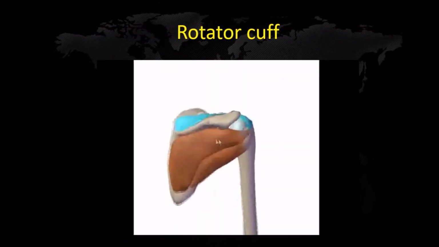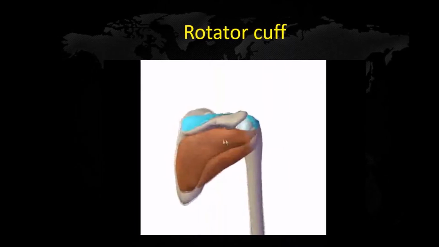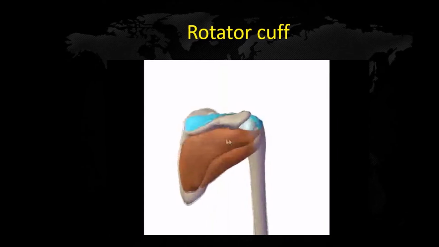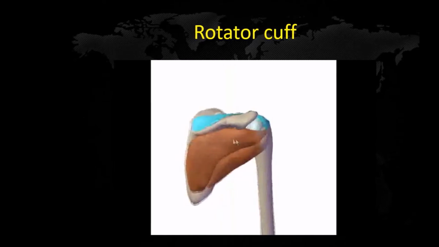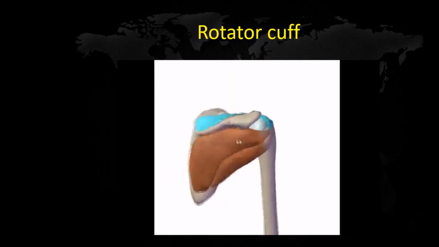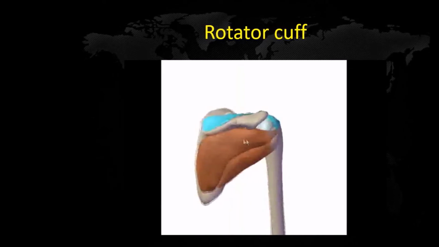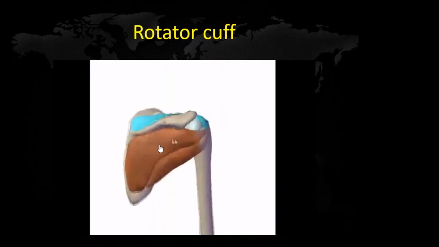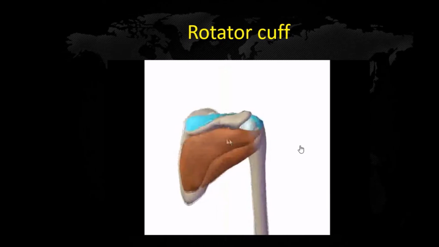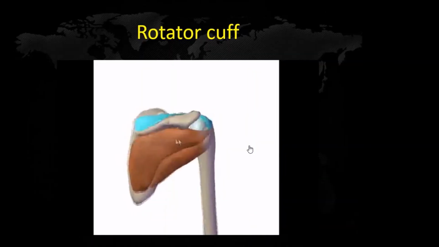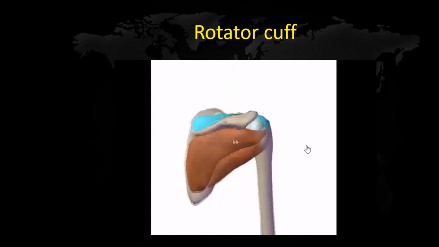Okay, so next we look into the dynamic factors. Those are the muscles of the shoulder complex which provide stability for the shoulder joint, including the major rotator cuff muscles that provide stability to the glenohumeral joint. We know that four muscles form the rotator cuff: supraspinatus, infraspinatus, teres minor, and anteriorly the subscapularis. All these muscles provide dynamic stability for the glenohumeral joint.